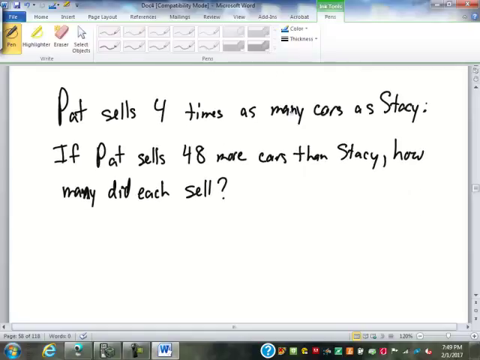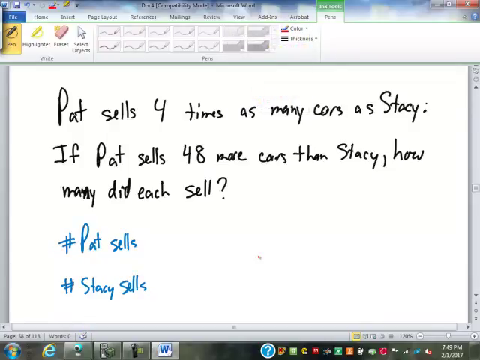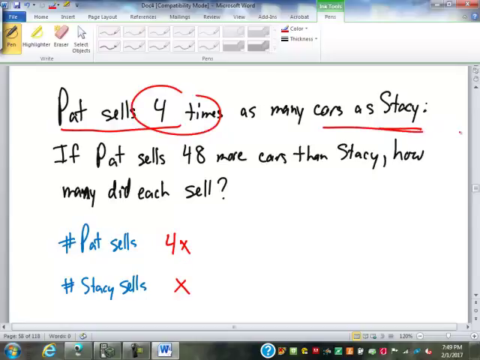So once again, we have number Pat sells, number Stacy sells. Once again, we're going to look for a relationship between the two of them. So without me doing any prompting questions, which one do we want to let be X? Pat's number of sales or Stacy's number of sales? Stacy's. Because Pat's sales reference Stacy's. So what's Pat's going to be? 4x. Perfect, 4x. Because Pat sells 4 times as many as Stacy.